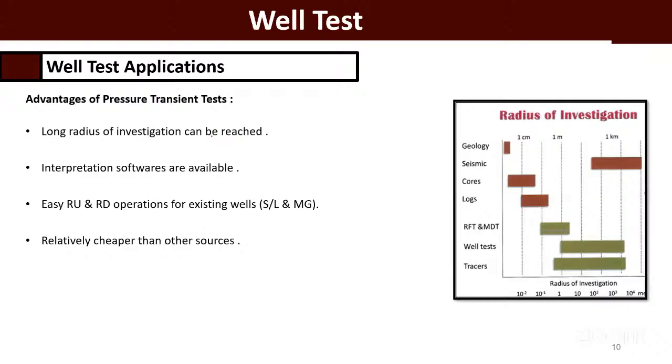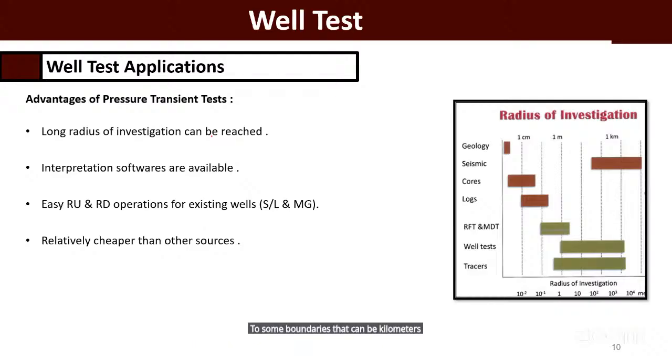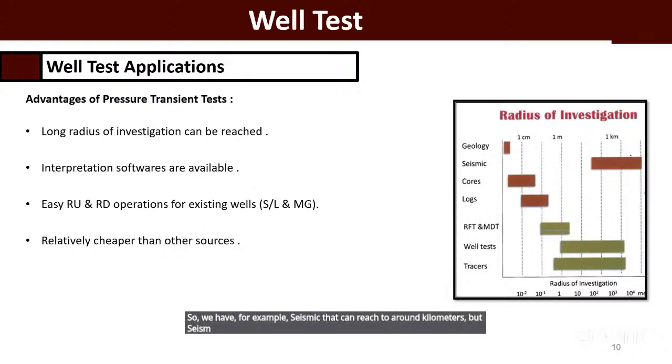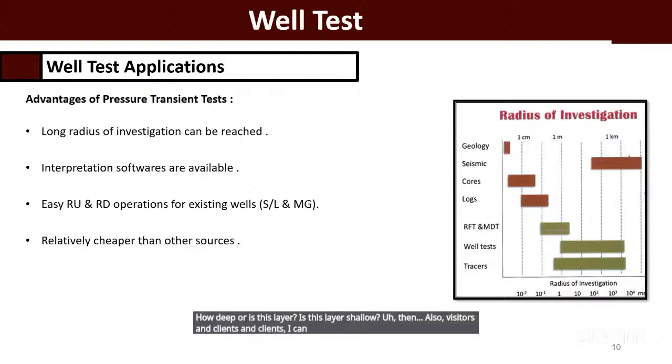Also, in terms of well test applications and the benefits of pressure transient analysis, we can have a long radius of investigation. Like I mentioned, we can reach some boundaries that can be kilometers away. So, if we check the radius of investigation of the other tools that are available, we have, for example, seismic that can reach around kilometers, but seismic is a kind of line interpretation of the stratigraphic column of the layers. How deep is this layer? Is this layer shallow? Then there are anticlines and synclines. I can have the structure map from the seismic.